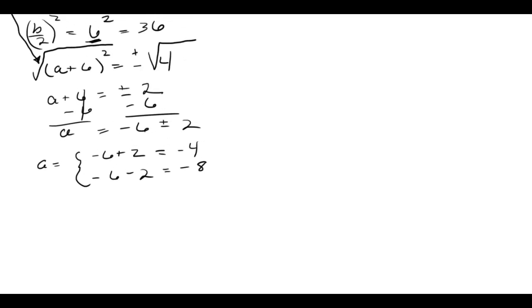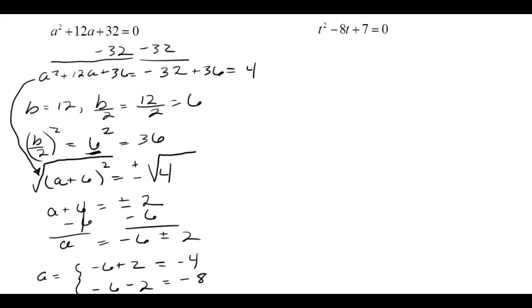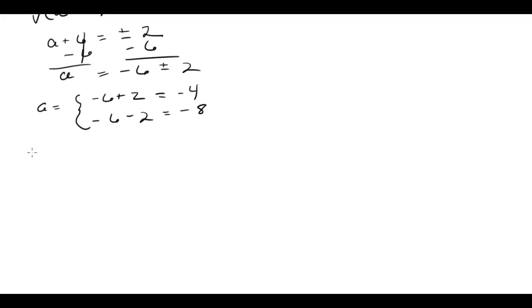All right, so let's check our solution. What was our original equation? a squared plus 12a plus 32 equals 0. So let's check our solution. Okay, and that means we're going to plug in minus 4, and then we're going to plug in minus 8. See if each of those solutions satisfies our equation.